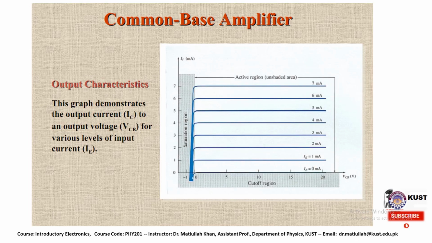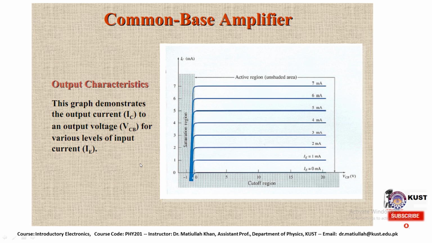In the case of common base amplification, we have some characteristics, and these are the output characteristics of the common base amplifier. The curve is drawn between the collector current and the collector-to-base voltage. This is the cutoff region, and this is the saturation region where we have the maximum current passing through, and this is the value of the collector current. This is the active region where we have different values. In this case, the collector current is equal to 0, while elsewhere the collector current goes from 1 milliampere, 2, 3, 4, 5, 6 up to 7 milliamperes.